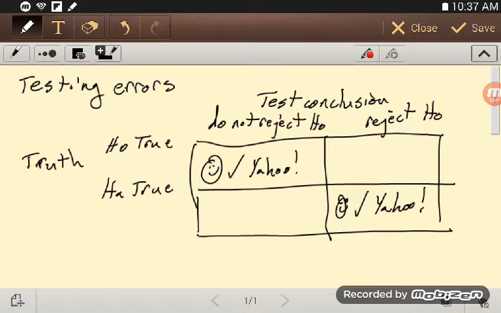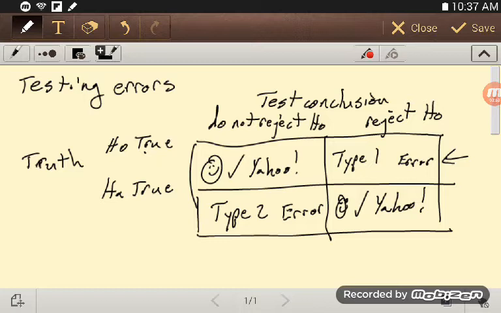But in these other 2 boxes, if H0 is true but we reject it, we've made an error. So I'm going to write error over here. And similarly, if the alternative is true but we do not reject H0, that's a problem. That's an error. We made a mistake. And we call this one up here a type 1, and we call this one down here a type 2 error. And in this class, we are mostly just focusing on this type 1 error.